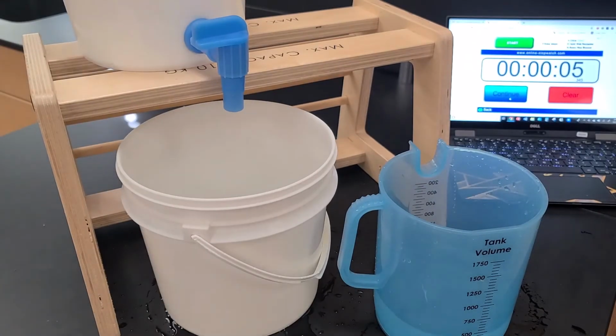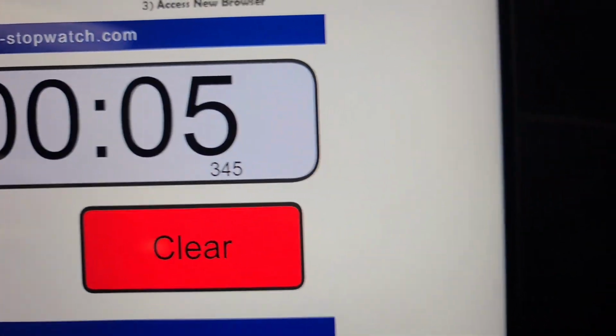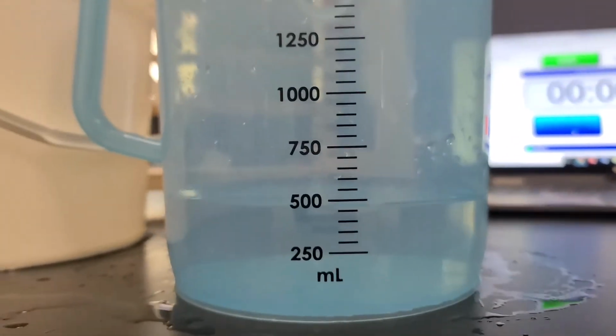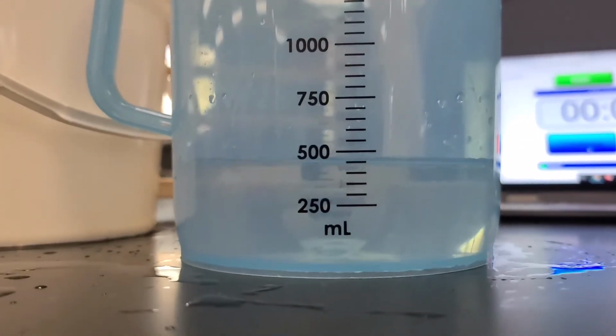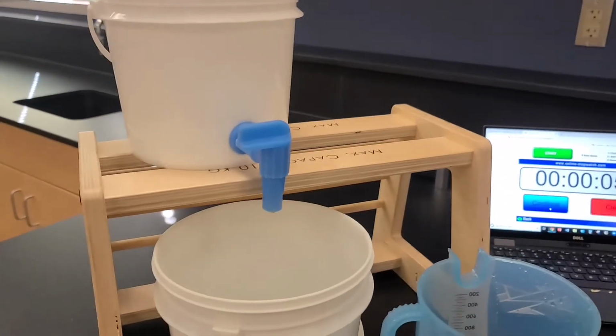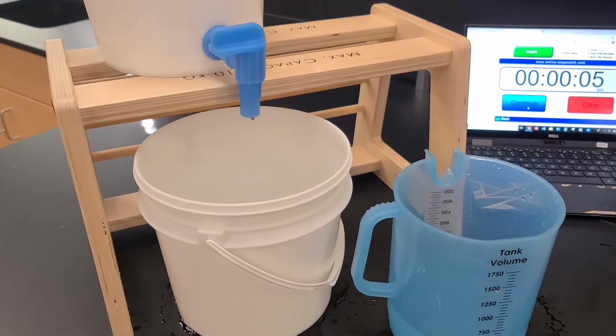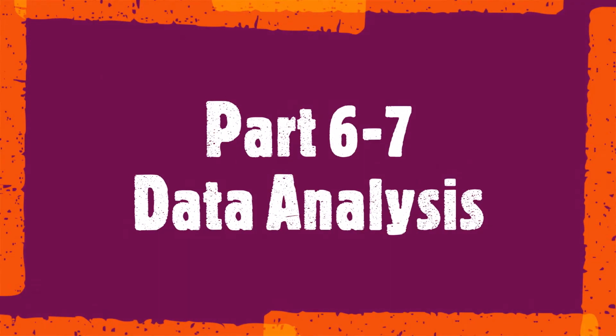All right. So time, 5.345. And then tank volume. Ooh, I'm seeing a pattern. Are you? Okay. So I feel good about that data, so hopefully you do as well.